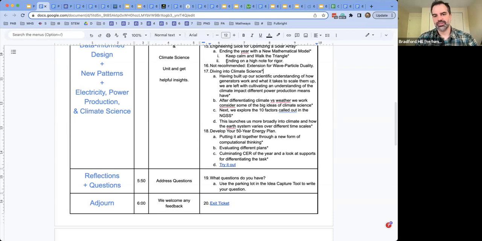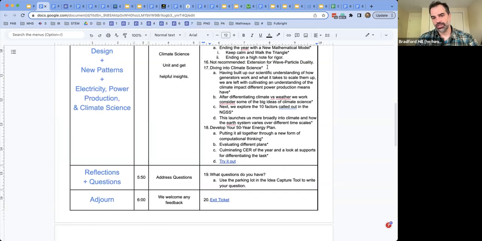But there is that there for you. All right. But in terms of the storyline, as we said, diving into climate science, and there's a lot of earth science targets in this unit.